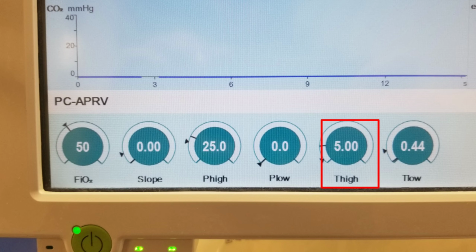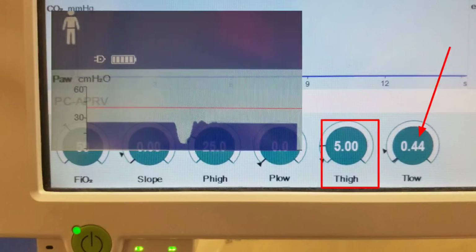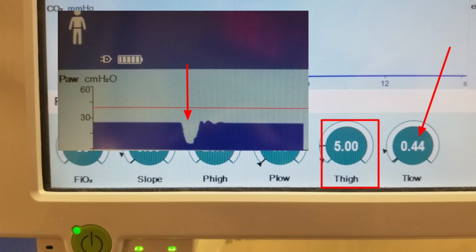Understand that if you're sustaining the breath for 5 seconds, plus 0.44 seconds for your T low, you add those together and divide 60 seconds by that total, and you're going to see how many breaths per minute you're getting, okay? Those airway releases, those are the breaths, okay?